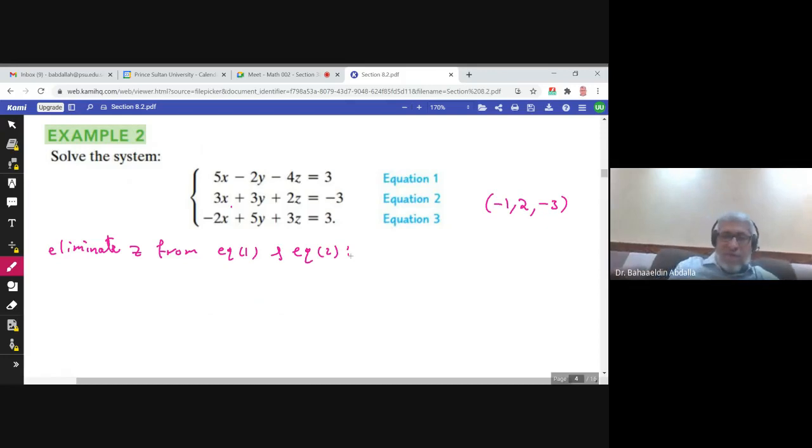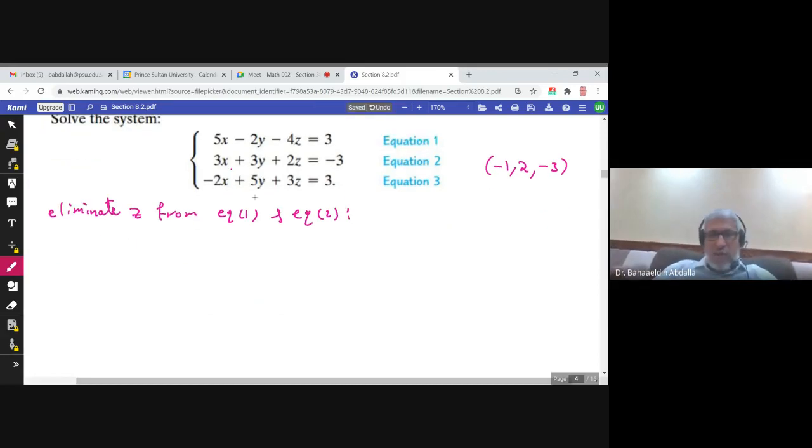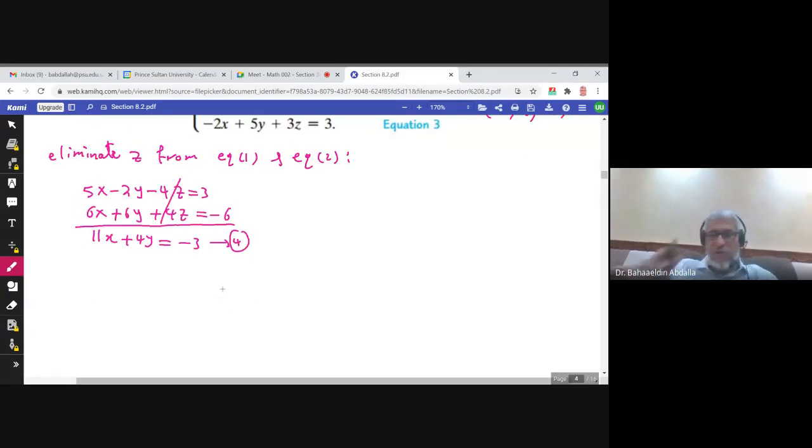Now to eliminate z from equation 1 and equation 2, I will keep equation 1 as it is. But I will multiply equation 2 by 2. Because the coefficient of z in this case would be 4. If you add, you have 11x plus 4y, 6 minus 2 is 4. This would be cancelled and you will have -3. So this is equation 4. Good. This is the first step.